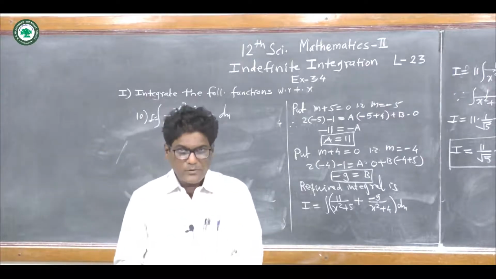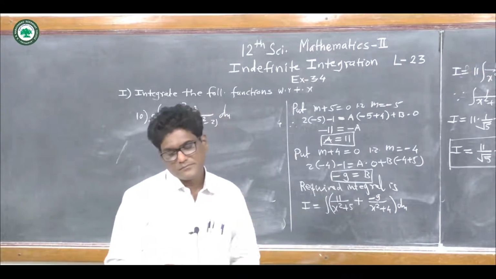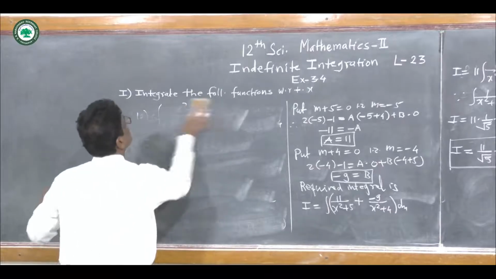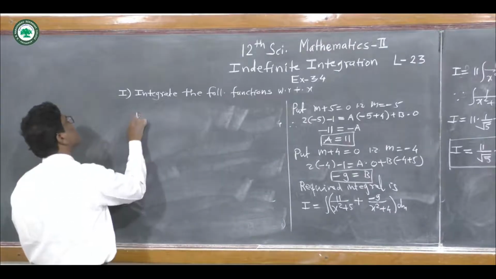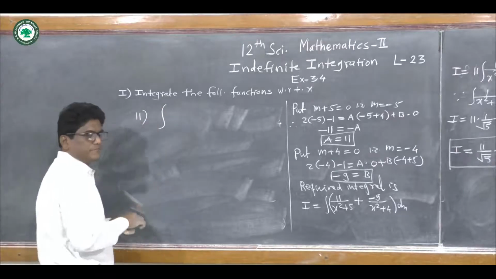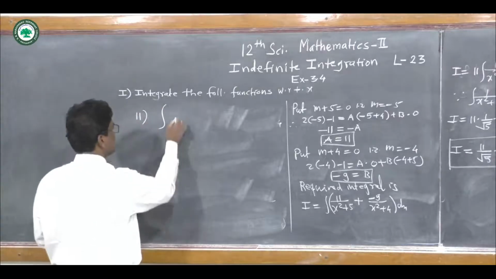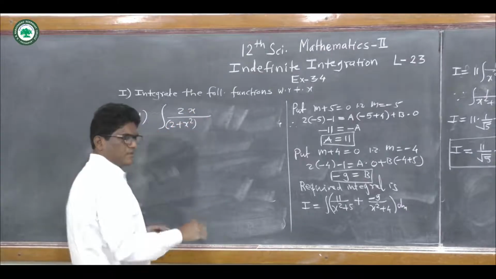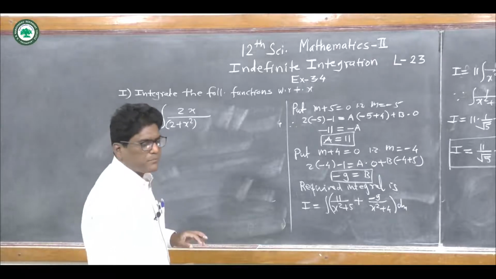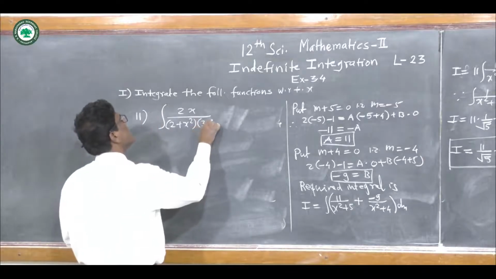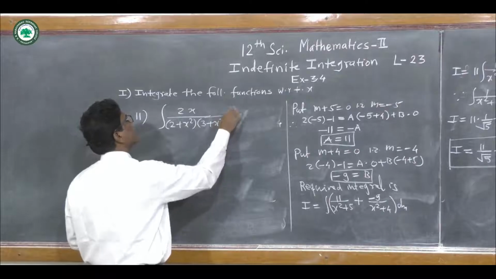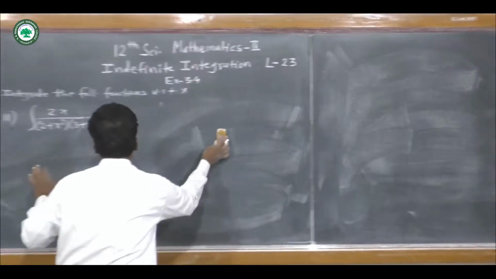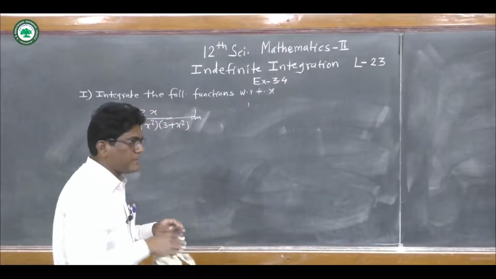Now the 11th problem: integration of 2x upon (2 plus x square) into (3 plus x square) dx. This is the 11th problem. Now firstly consider this given problem as I.